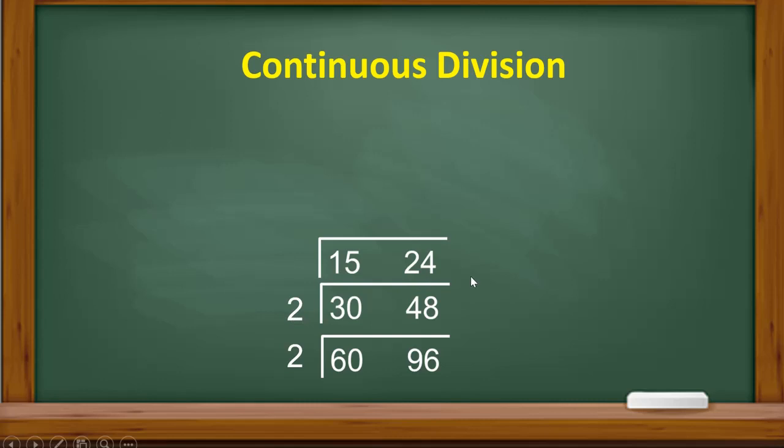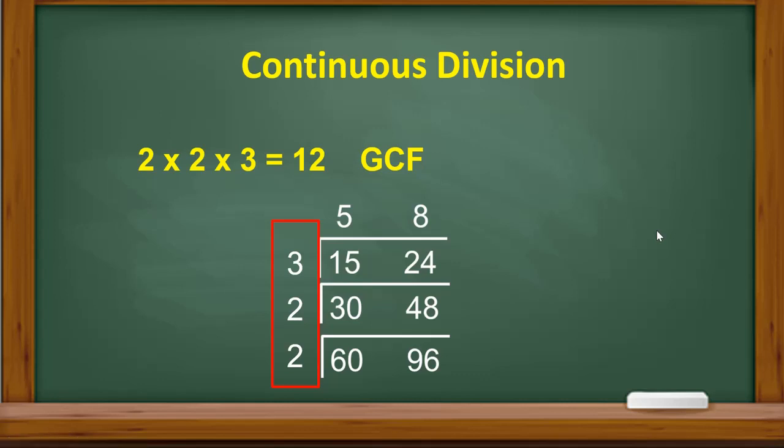Then, think of a factor that can divide both 15 and 24. Yes, 3. 15 divided by 3 is 5 and 24 divided by 3 is 8. Do 5 and 8 have a common factor? None. So, we will stop there. So, we will multiply all the common factors. So, 2 times 2 times 3 is equal to 12. So, 12 is the greatest common factor.